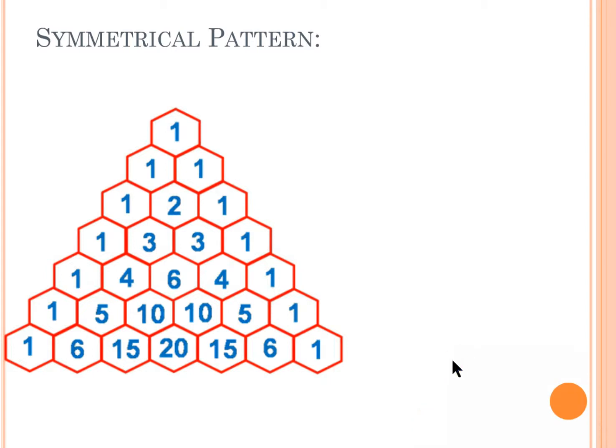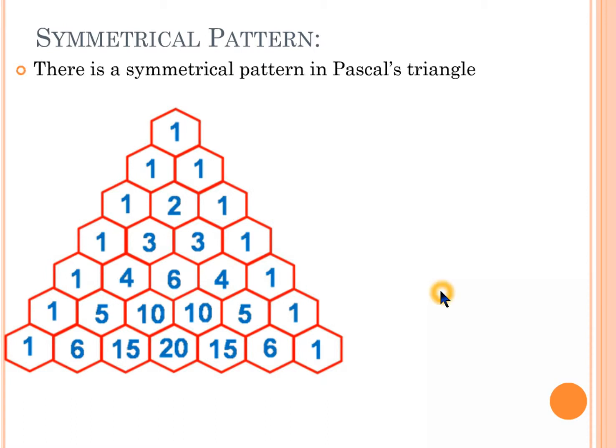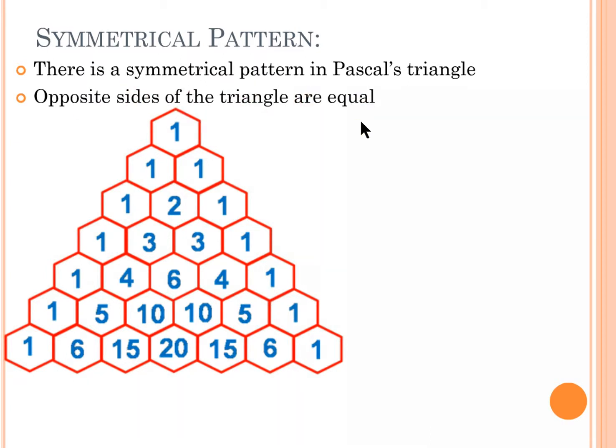All right, so let's look into Pascal's triangle a little bit more. Let's analyze the triangle and try to make some connections between the patterns and combinations. There is a symmetrical pattern in Pascal's triangle. The opposite sides of the triangle are equal. So what does that mean? Well, if I have a 1 over here, then on the opposite side, it's also equal to 1. If I have a 1 over here, then on the opposite side, it also equals 1.